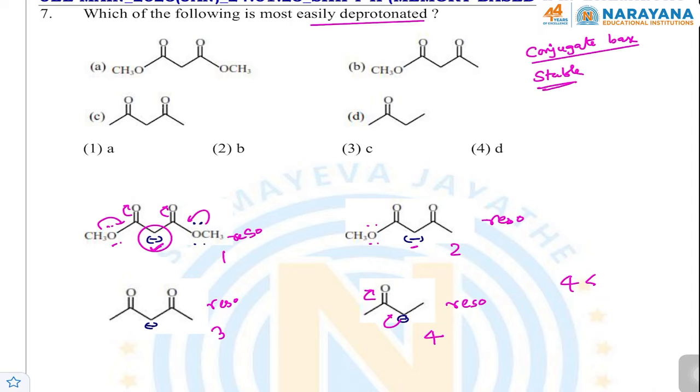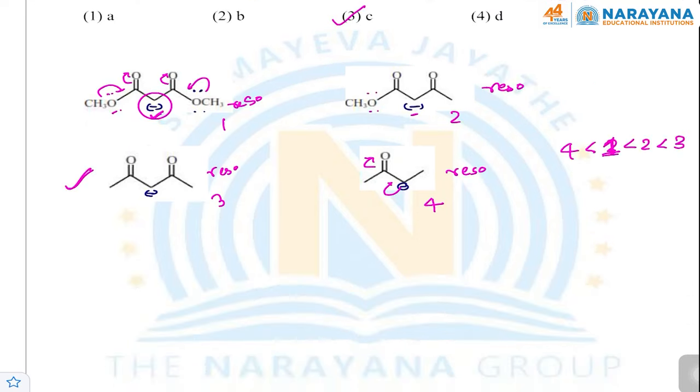We know that COCH3 and COOCH3 are the groups. COOCH3 is less electron withdrawing due to cross conjugation. So for stability, 4 is less stable than 1, 1 is less stable than 2, and 2 is less stable than 3, because in 3 it is more stabilized by resonance and cross conjugation is not there. Therefore, the most stable conjugate base is found in option C, so it is more acidic.